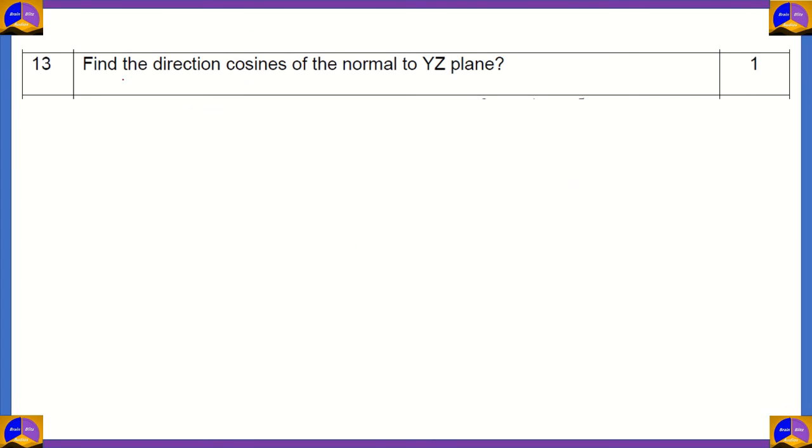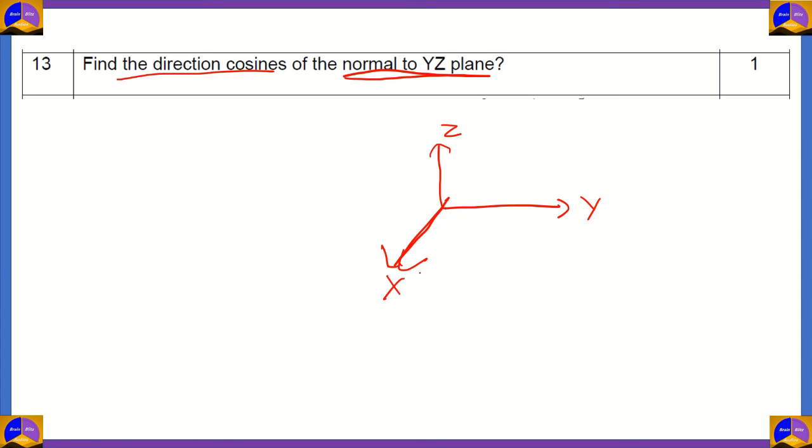Next question. Find the direction cosines of the normal to the YZ plane. The tricky part is to understand the normal to YZ plane. Now, if you're a brilliant student, then you will know that it's just the x-axis. Otherwise, if you're getting stuck, what you can do is just draw y and z, like this. So you draw y and z, so this is a plane, and the axis which comes out of the plane will always be the x-axis. So the normal to YZ plane will be the x-axis. So we need to find the direction cosines of the x-axis.